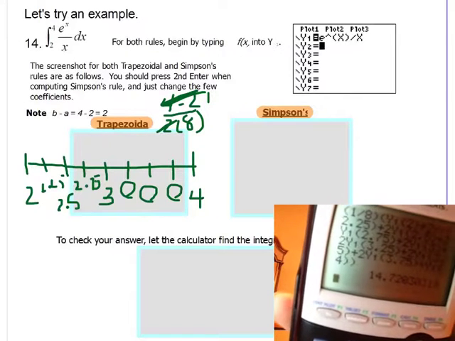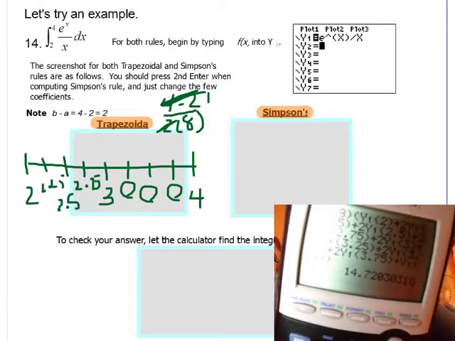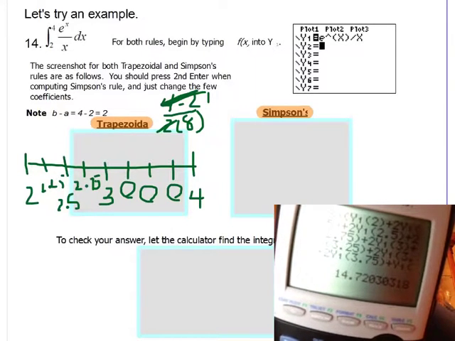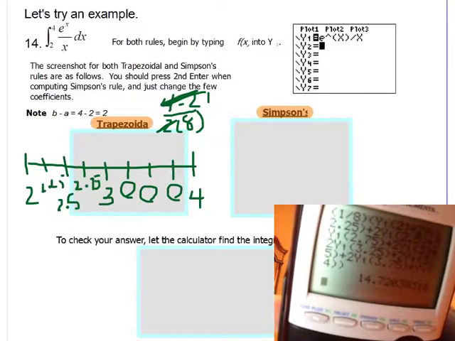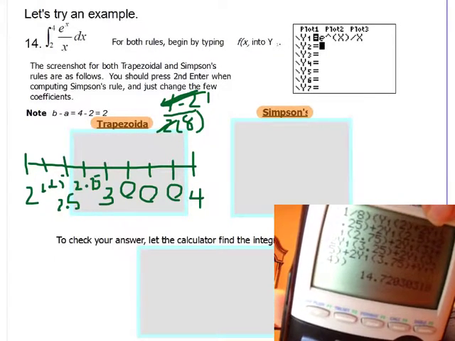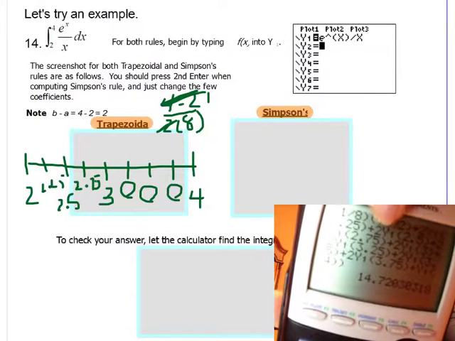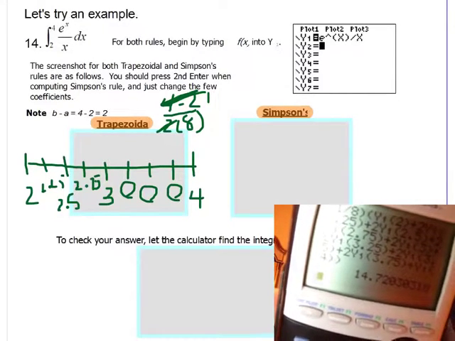I don't see it saying to how many decimal places, so let's go 14.720. Alright, now let's do Simpson's. All we're going to do for Simpson's is hit second enter and change these 2's, like that 2, to a 4. Leave the next 2 alone. Change this 2 to a 4. Leave the next 2 alone, and so on. So that's all you need to do.